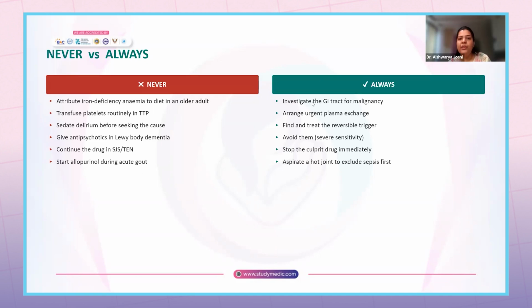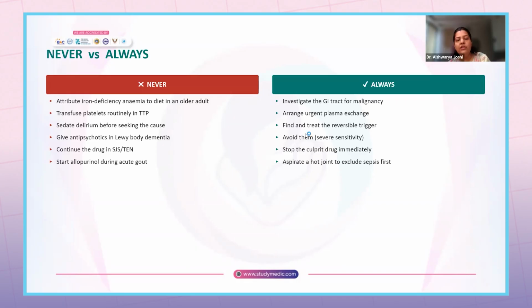What do you do? You investigate the GI tract for malignancy when there is iron deficiency anemia. Arrange urgent plasma exchange when there is TTP. If you transfuse platelets, the new platelets will also break down. Do not sedate in delirium. Instead, identify the trigger. It could be a surgery. It could be constipation. It could be urinary retention. It could be an emotional trigger.